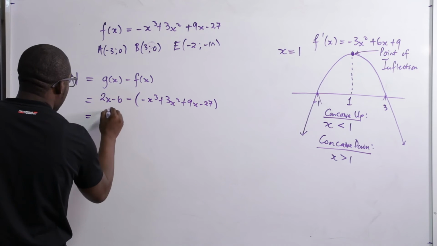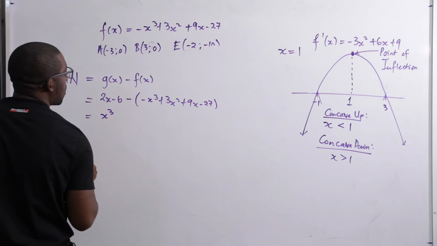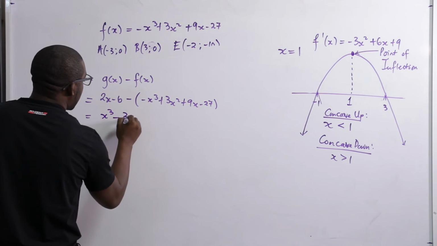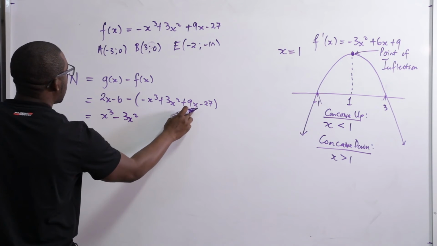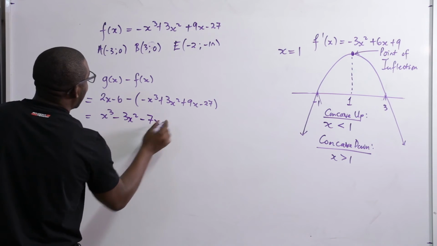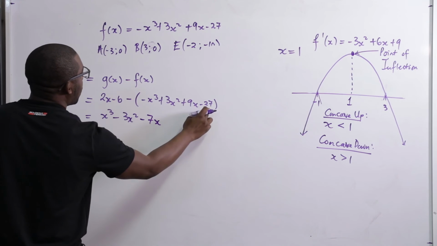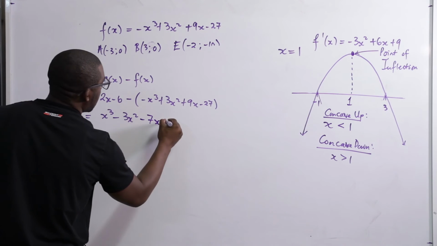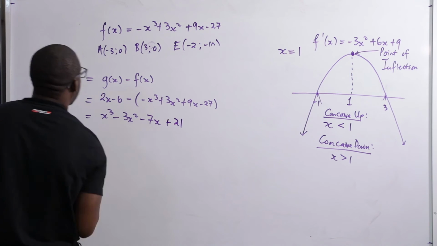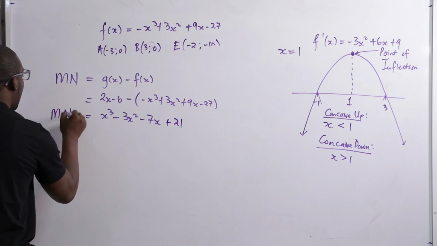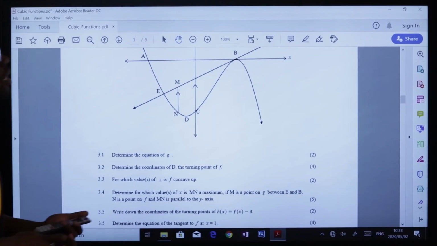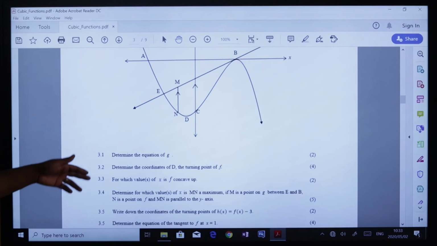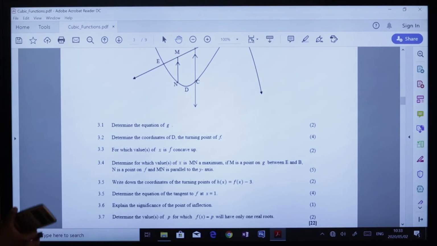This is going to be x cubed minus 3x squared. This is going to be minus 9, so minus 7x. This is positive 27 minus 6, plus 21. This is MN. This is the function that defines the distance MN, the vertical distance MN.